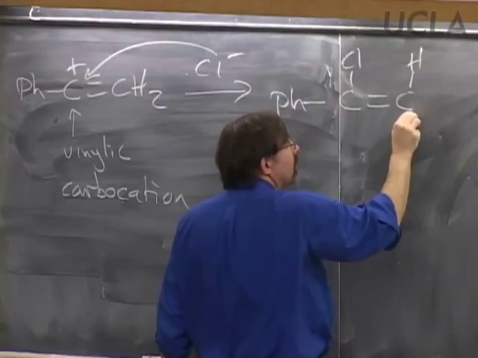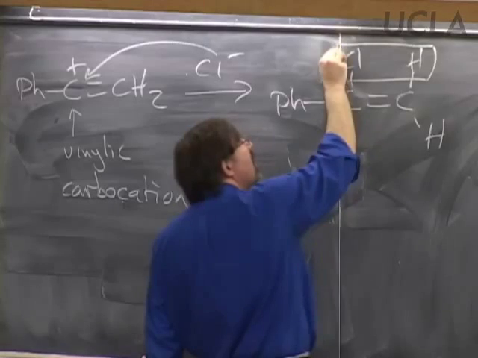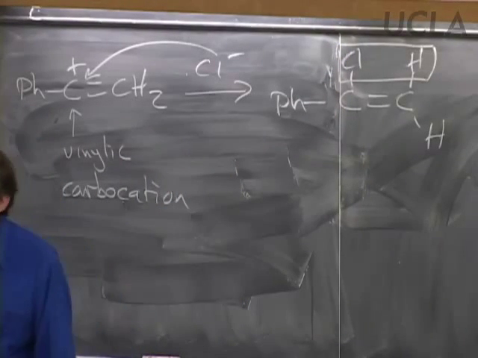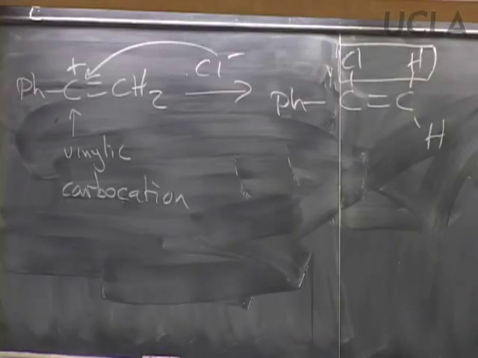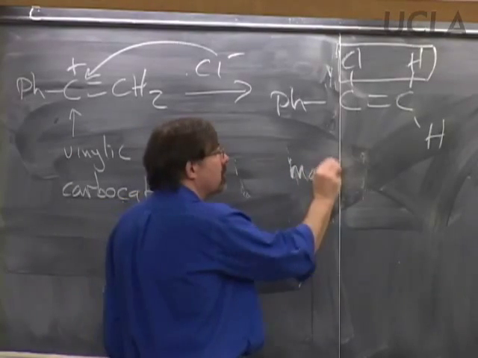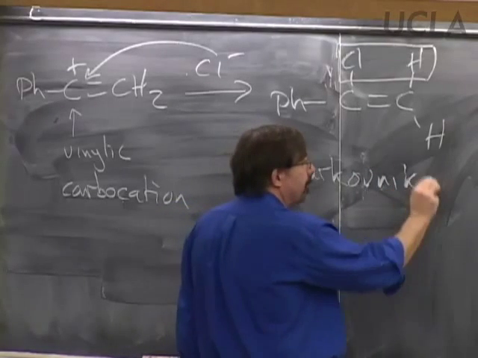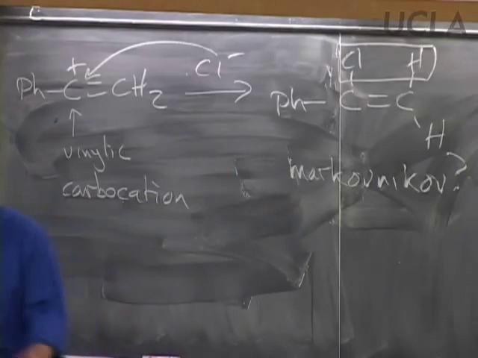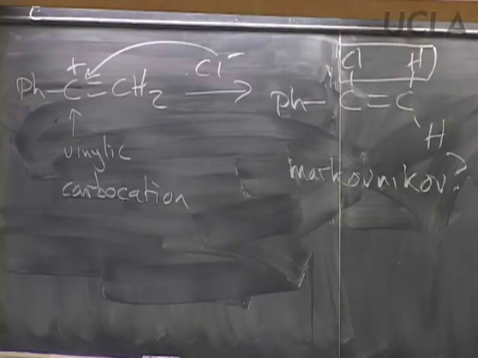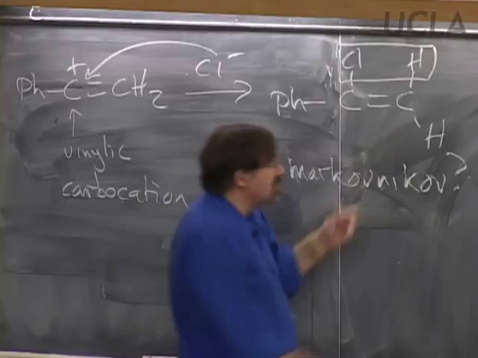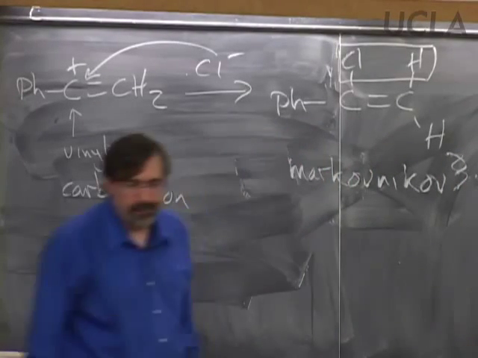Draw in some hydrogens. And there is the HCl that we added. Does this addition that we've just written follow Markovnikov's rule? Does the HCl add to the triple bond so that the hydrogen of the HCl becomes attached to the carbon of the triple bond that had the most hydrogens to begin with? Well, this is the end of the alkene that had the most hydrogens to begin with, 1 versus 0. So is that where the hydrogen of the HCl ends up? Yes, it is. So yes, it follows Markovnikov's rule.